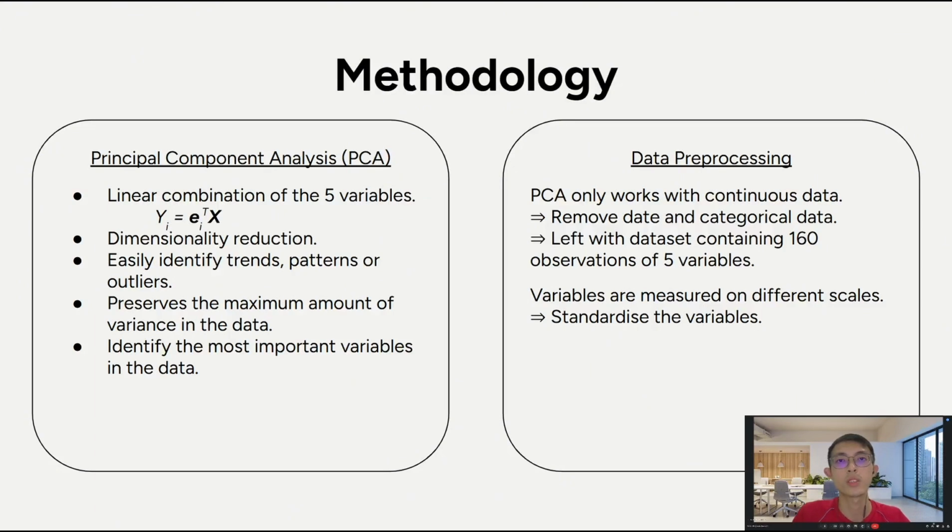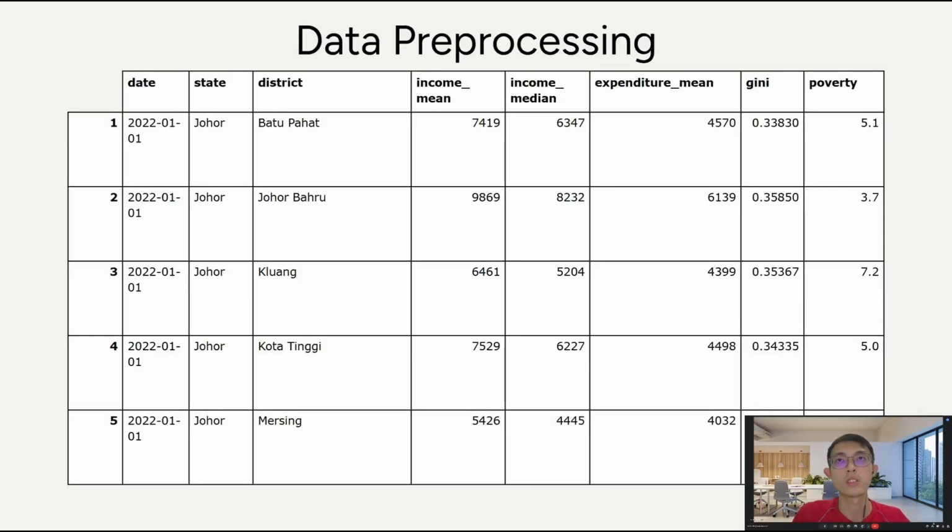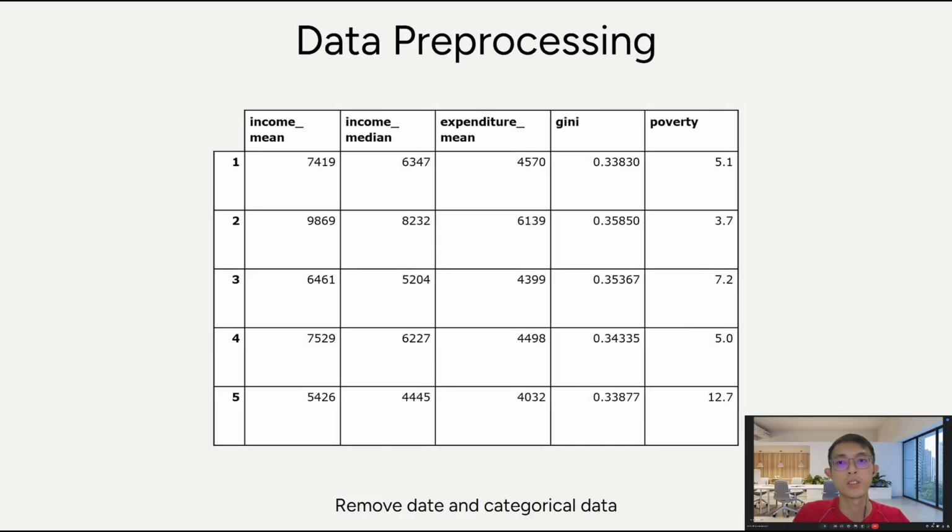Now, let's move on to data pre-processing. PCA only works with continuous data. So, this is what our data looks like. We have date, state, and district that are not continuous. So what we do is we remove the date and the two categorical variables. So we are left with a dataset with 5 variables, which is income mean, income median, expenditure mean, Gini, and poverty. Now, our data is measured in different scales. So, to make our analysis easier, we standardize the variables.